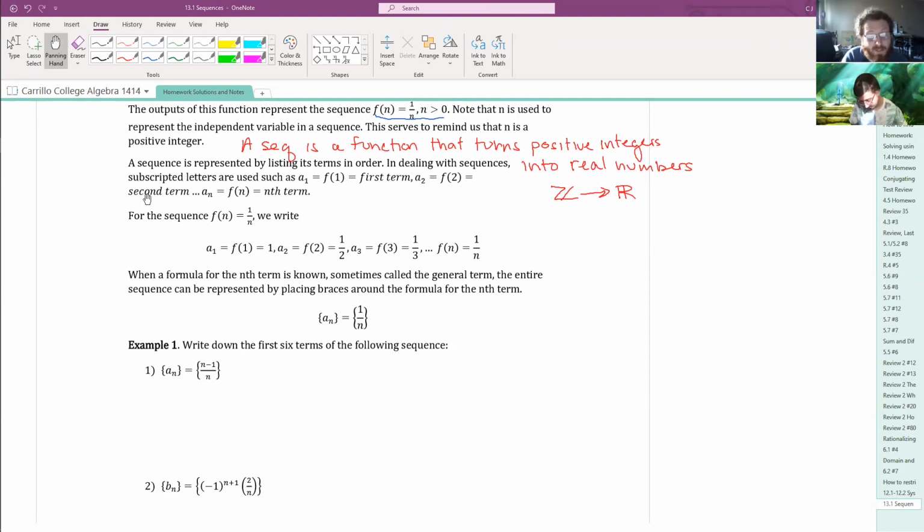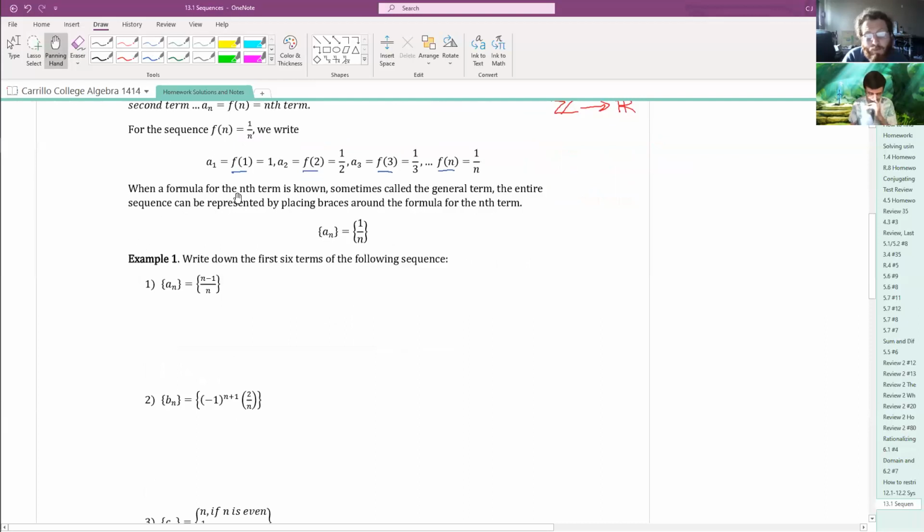A sequence is represented by a listing of terms. So we would list them a sub 1, a sub 2, a sub 3, which we can also represent as f of 1, f of 2, f of 3, and so on out to f of n. When a formula for the nth term is known, sometimes called the general term, the entire sequence can be represented by placing braces around the formula for the nth term. So we would say just a sub n is equal to this. If you want to put the f of n back in there, all you would write is f of n equals. You don't put braces around the f of n. It's just f of n equals braces a sub n equals braces 1 over n. And this one right here is our general formula.